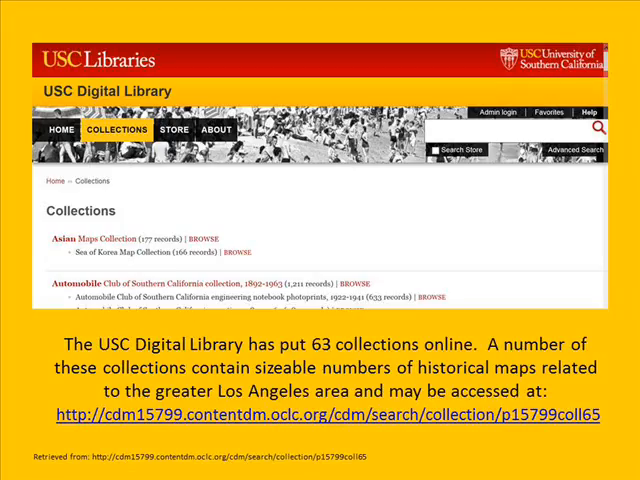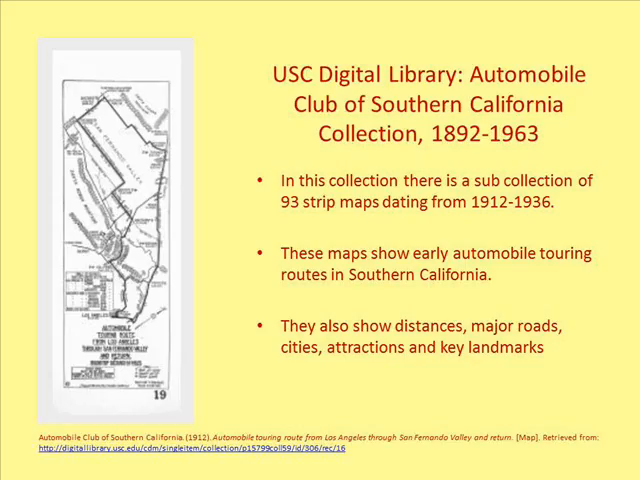The USC Digital Library has put 63 collections online. A number of these collections contain sizable numbers of historical maps related to the greater Los Angeles area. The Automobile Club of Southern California collection has a sub-collection of 93 strip maps dating from 1912 to 1936. These maps show early automobile touring routes in Southern California. They also show distances, major roads, cities, attractions, and key landmarks.